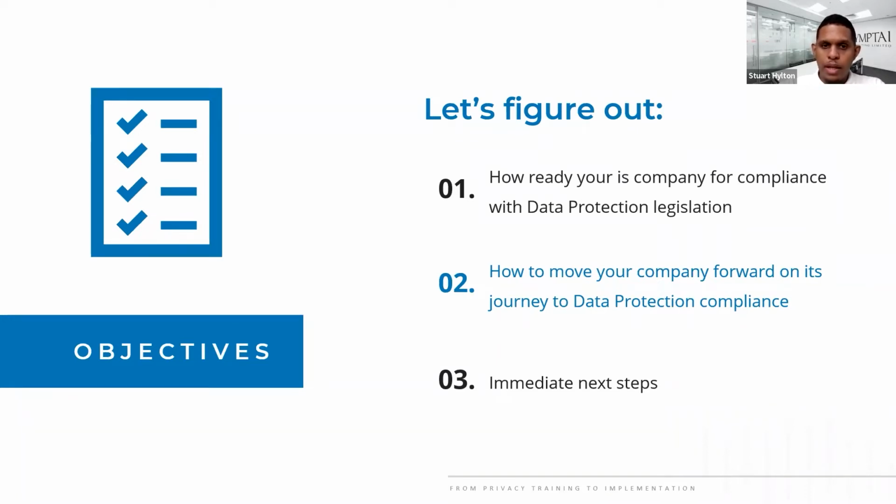Number two is, how do we move forward? Wherever you are, if you're at a stopping point or if you're not sure where to go, let's figure out how we move things forward and how we get to the next step. And then number three, of course, are the immediate next steps. What are some of the things that you can do immediately after this webinar to get your organization on the right path?